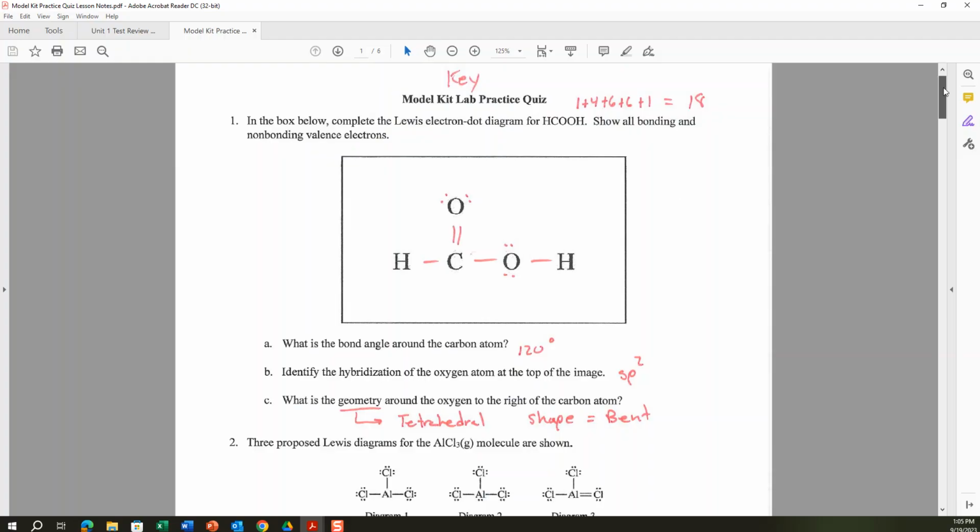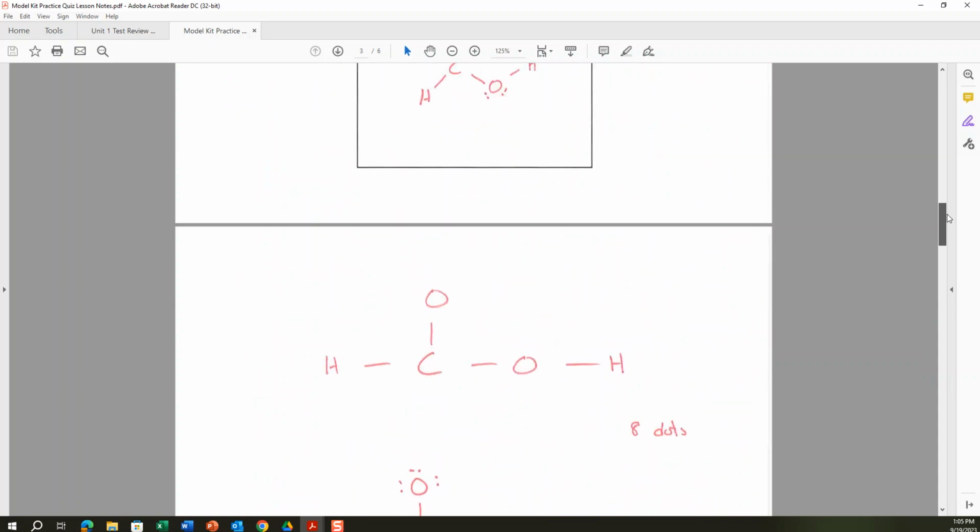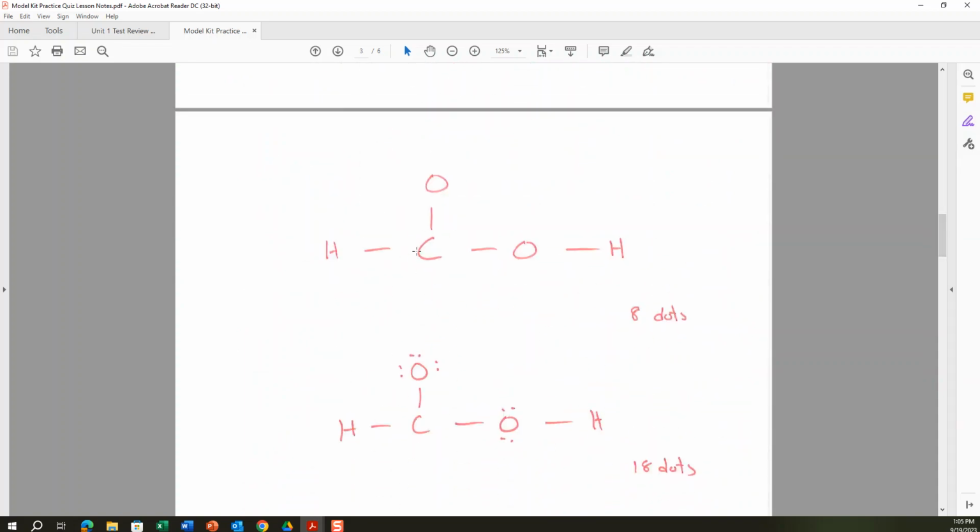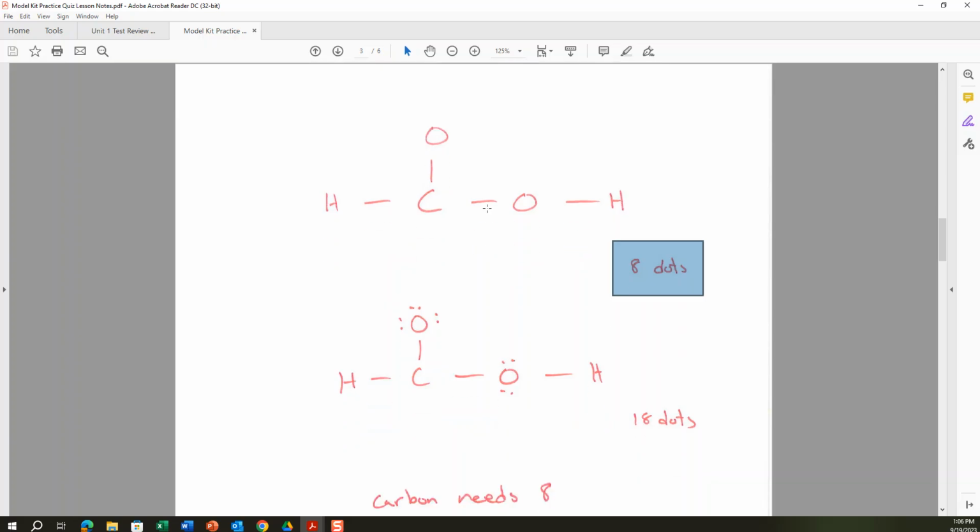I have it stepped out for you later in my notes, so let me just show you what we're doing here. The first thing to do is connect everything with a single bond. I put single bonds between all of the atoms. Remember, I needed 18 dots, and right now in this structure I have 8 dots, so I need 10 more. 10 more dots means 5 more lone pairs. If I put 2 lone pairs on one oxygen and 3 lone pairs on the other oxygen, that's a total of 5 lone pairs, or 10 electrons.